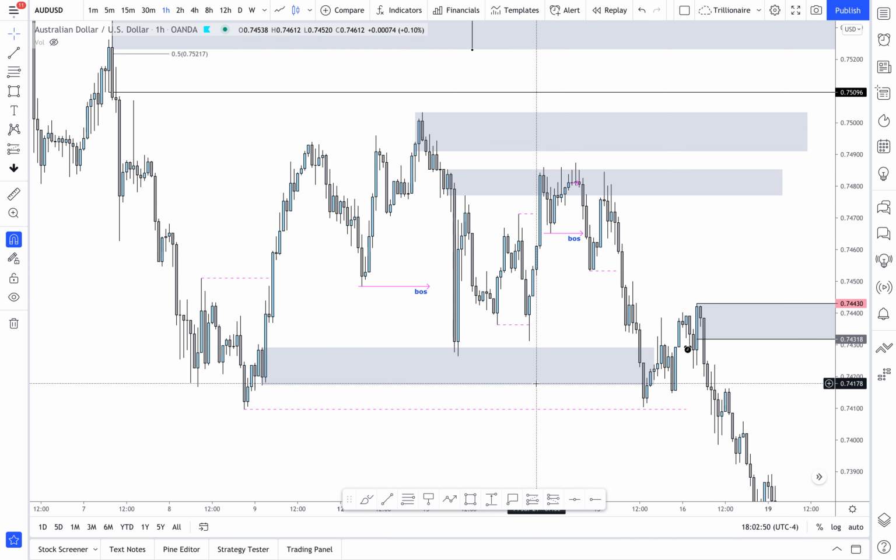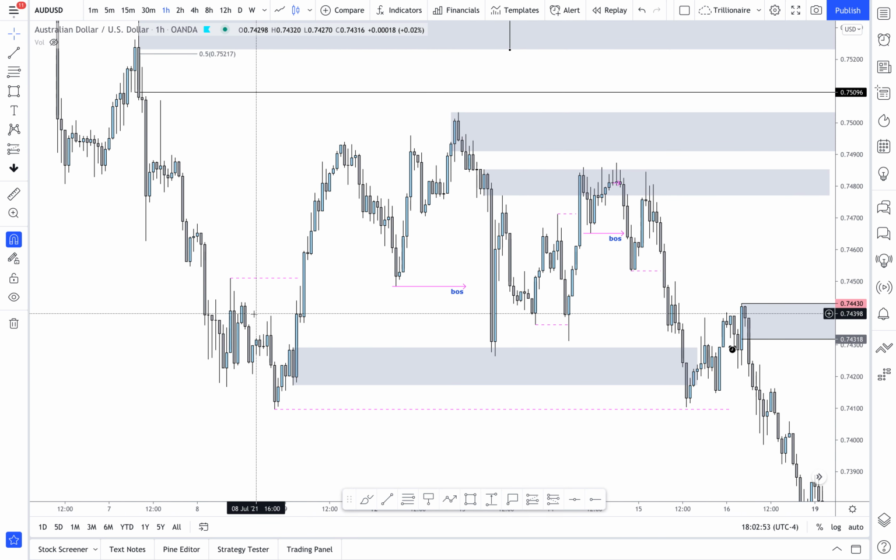All right, so within this area, I just gave you guys plenty of examples of how I like to look at breaks of structure. So remember, I'm always going to pay attention to a candlestick body closing above or below a wick, breaking a wick. Okay, that's how I like to look at structure.